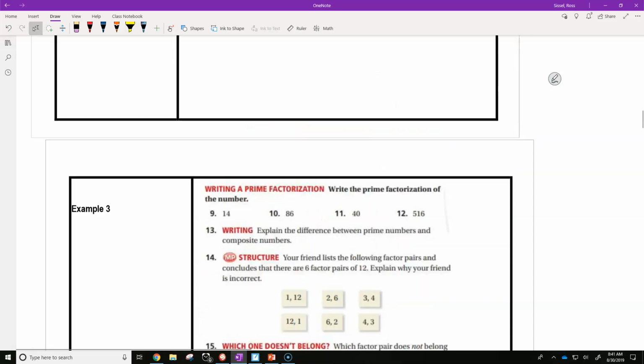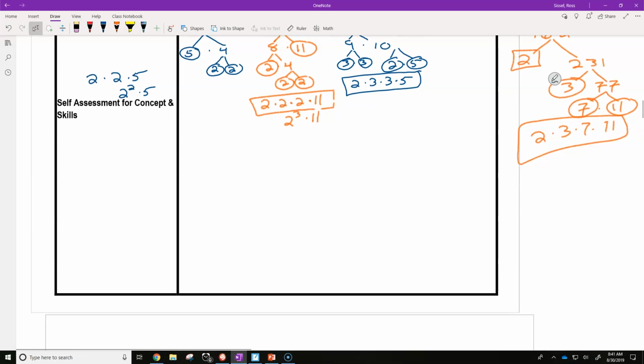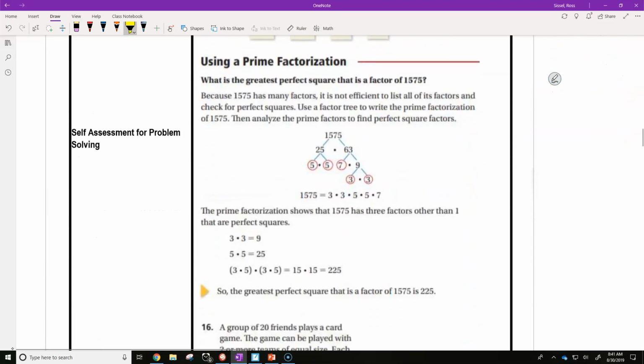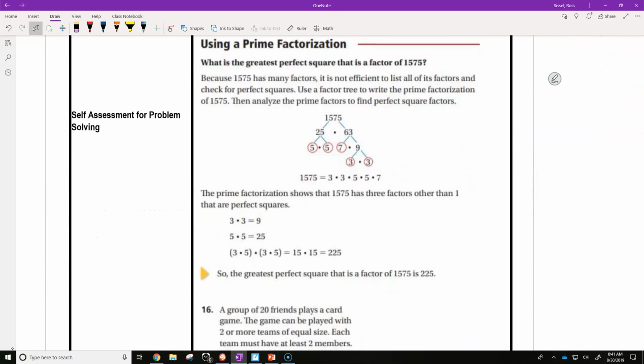We've actually done this with writing prime factorization. That is this part right here. But this part, somehow my notes got mixed up. They just scrolled down. But using a prime factorization, there's a different question they're going to ask you. And it says, what is the greatest perfect square? This part's a little tricky.